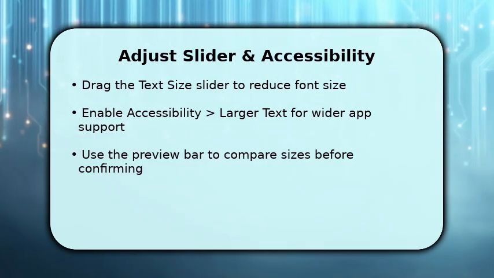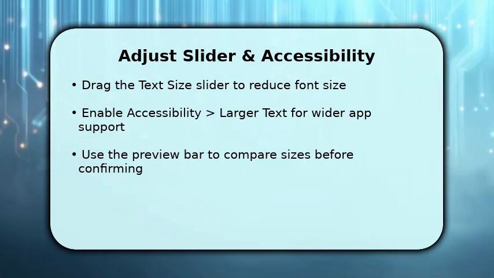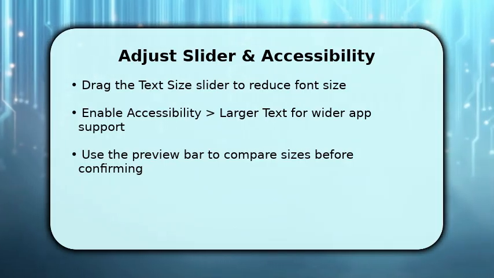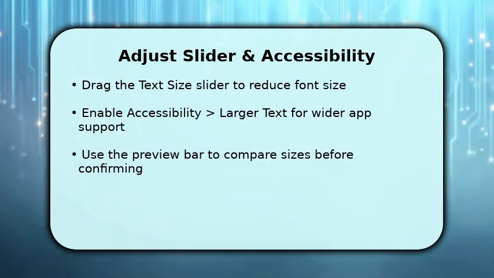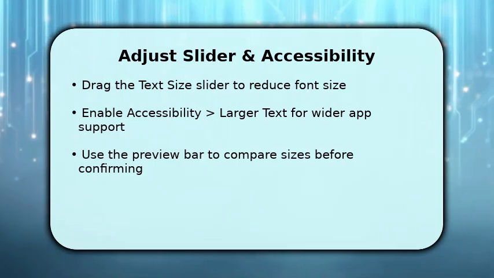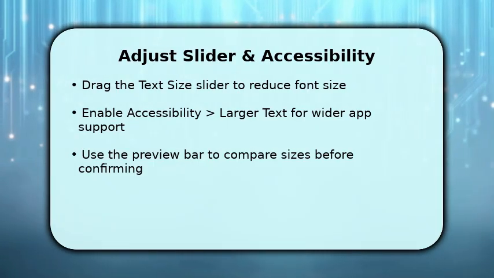If some apps ignore this change, go back to Settings, Accessibility, Display and Text Size, Larger Text, and toggle it on, then move the extra slider to a smaller size. Doing both ensures system apps and compatible third-party apps respect the smaller type.